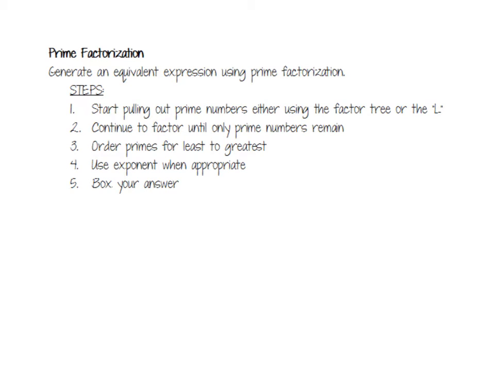All right? So here are the 5 steps you need to follow. The first one is start out by pulling out prime numbers either using the factor tree or the L. I will be showing you both of them. Continue to factor until only prime numbers remain. Order the primes from least to greatest. Use exponents when appropriate, and then box your answers. So these are the steps you need to keep in mind every time. So let's go to the next one.